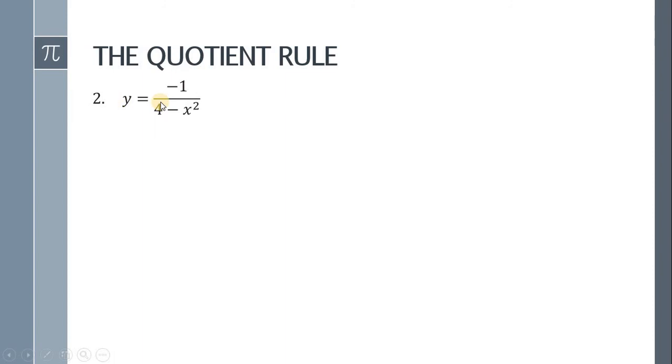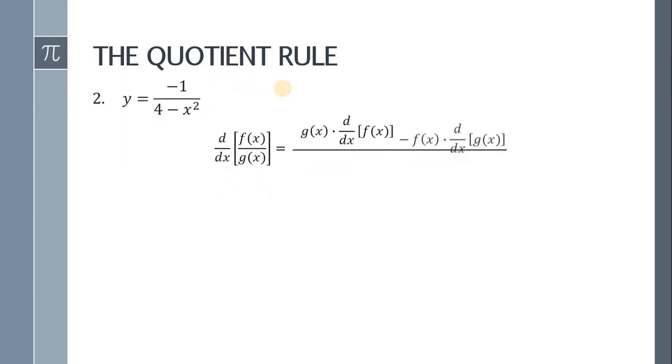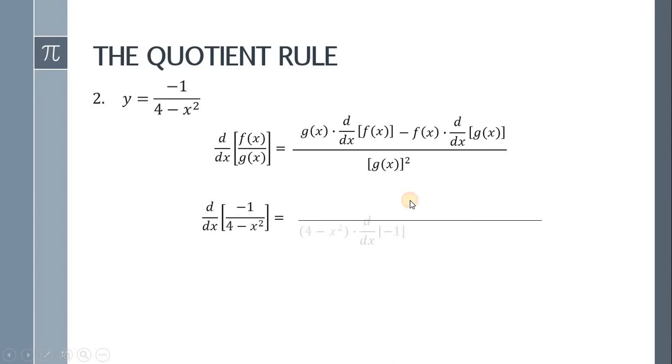So, we have y is equal to negative 1 over 4 minus x squared. Now, apply natin yung quotient rule. So, we have low d high minus high d low, square the bottom, and there you go. Next, set up natin yung ating equation. So, we have the derivative of negative 1 over 4 minus x squared is equivalent to low times d high, or simply 4 minus x squared times the derivative of negative 1 minus high d low minus negative 1 times the derivative of 4 minus x squared. And then, square the bottom, and there you go.